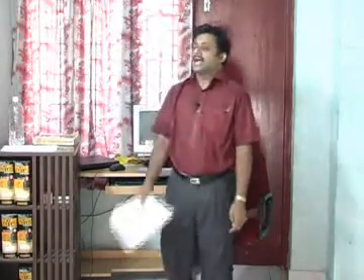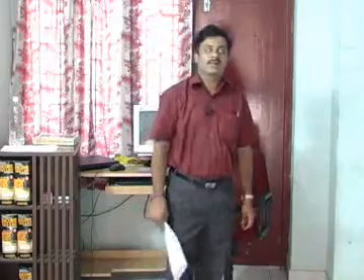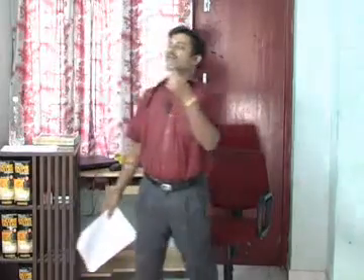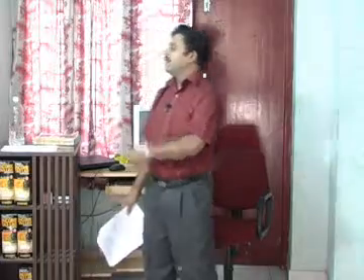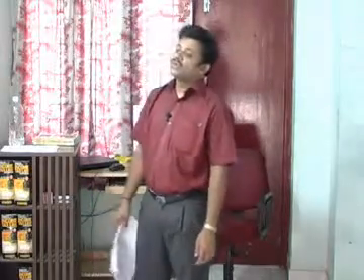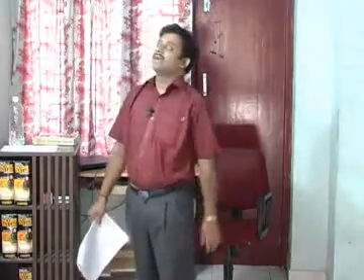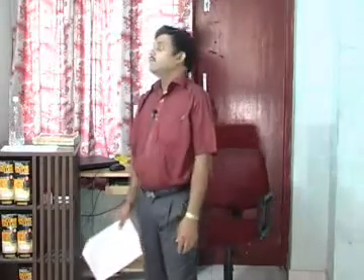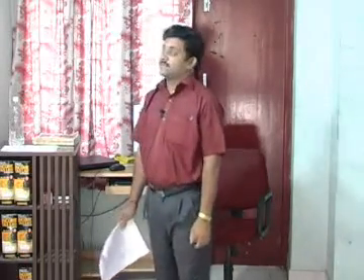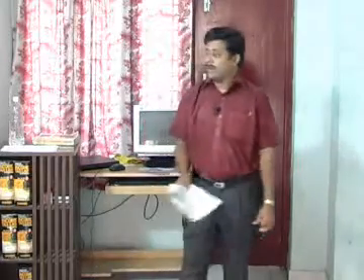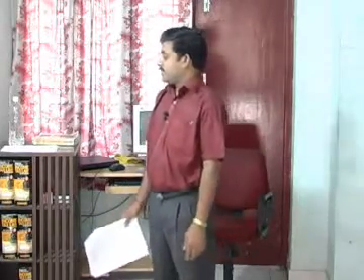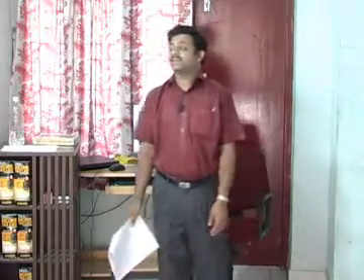Accrued interest. Accrued interest is to be calculated for how many months, friends? Last due date is 31st December. So from 1st January to 28th February, because 1st March is a transaction date. So 2 months of interest has to be calculated, that interest is accrued. So write 5,000 into 6% into 2 by 12. How much? 50 rupees.